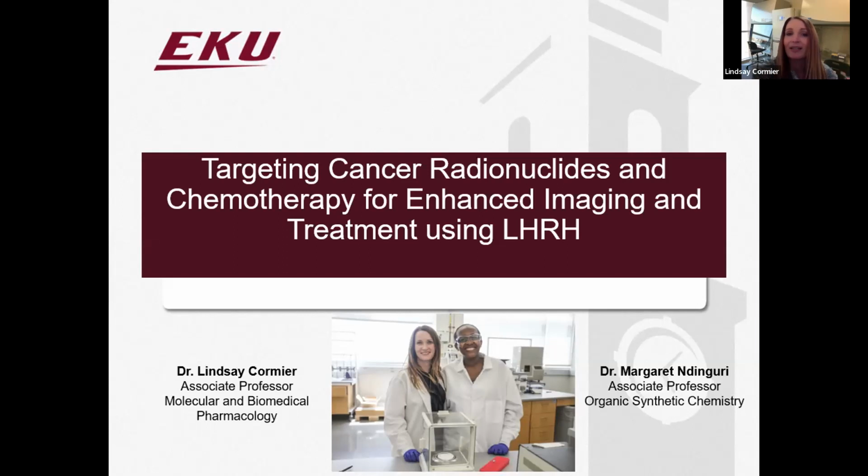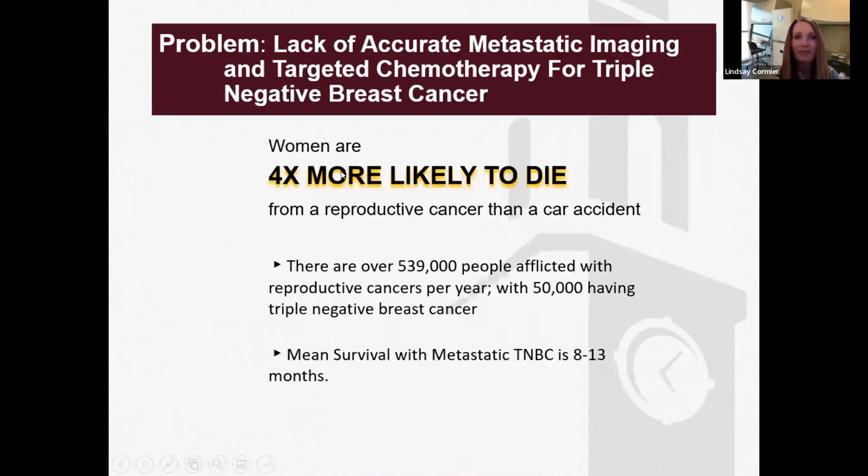And so I will talk a little bit about how we designed these compounds and what our main goals are for them. First off, my drugs are towards cancer. We are looking at reproductive cancers mainly because they overexpress the LHRH receptor. We're focusing a lot on women's health issues.